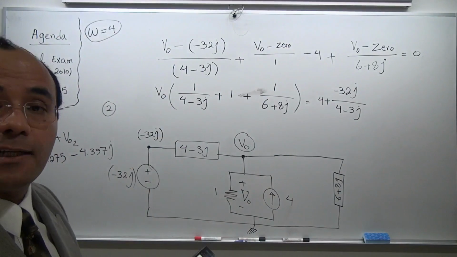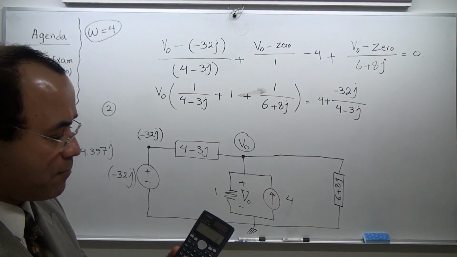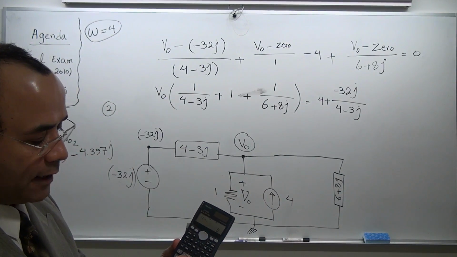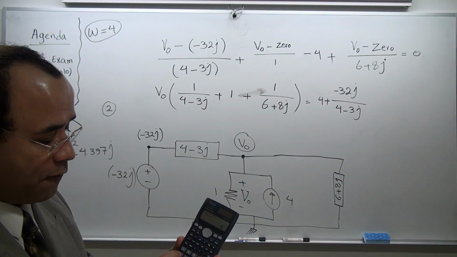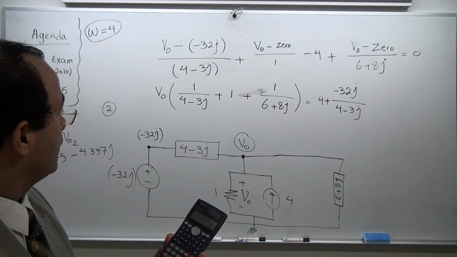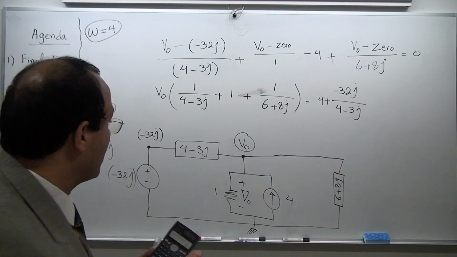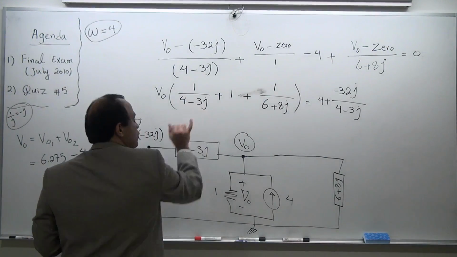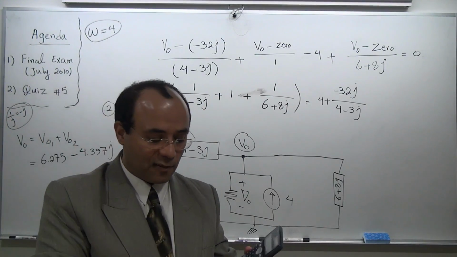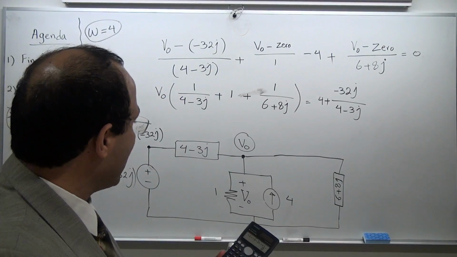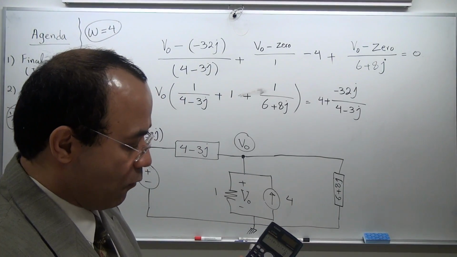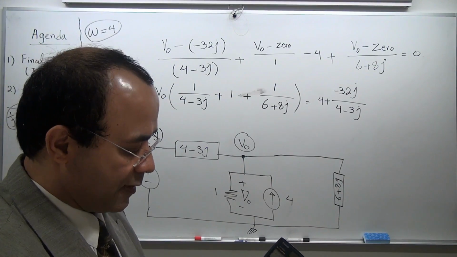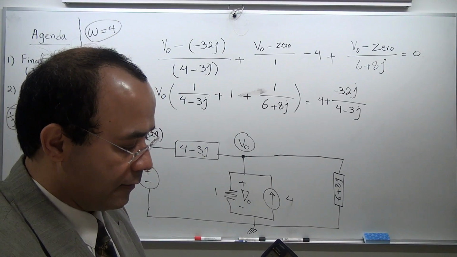and simplifying the coefficient of VO. Open bracket, 1 divided, open bracket again, 4 minus 3j, and make sure that those components are in brackets. If you don't put this in a bracket, you're going to make a mistake. So this is something you need to practice until you get it right. 1 divided by 6 plus 8j.